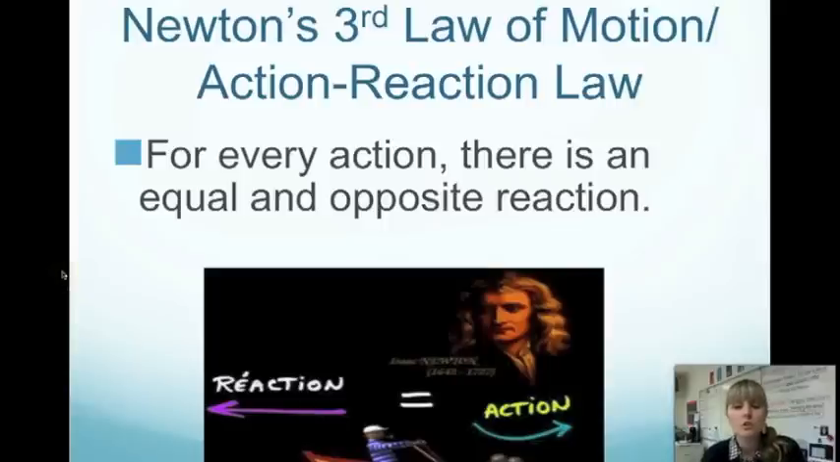What Newton's third law says is that for every action, there is an equal and opposite reaction. So in this picture, we have an example of a guy in a rowboat. As he rows, he pushes the water away, and then the water pushes him in the opposite direction.